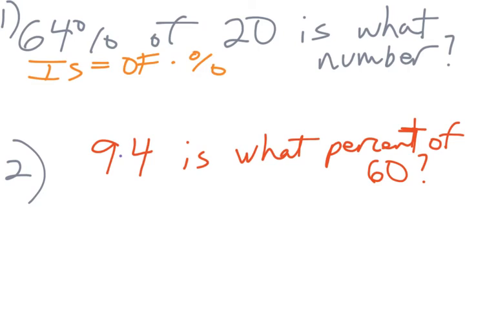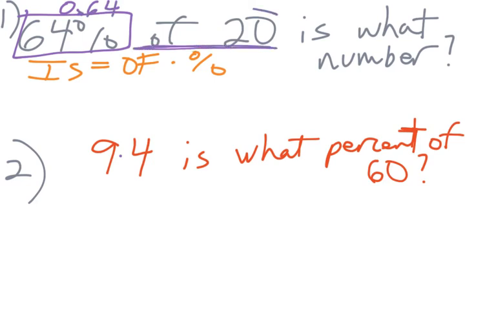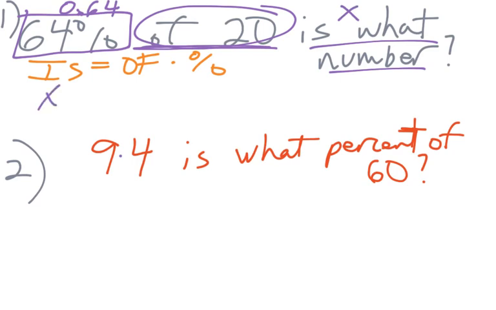Okay, so hopefully you tried those on your own. So number one, 64% of 20 is what number? First thing you want to do after you write down your equation is go through and label your things. So you have 64%. We're going to make that a decimal. We're always using the decimal number for this formula. 0.64, right? Divided by 100. Of 20, that's your of or your total, is what number? So we're looking for the portion here. So is is x, okay? So x equals 20 times your percent value, 0.64.